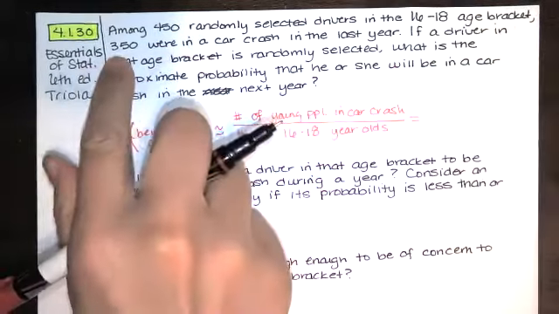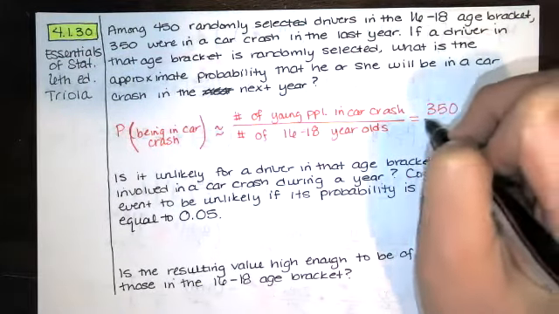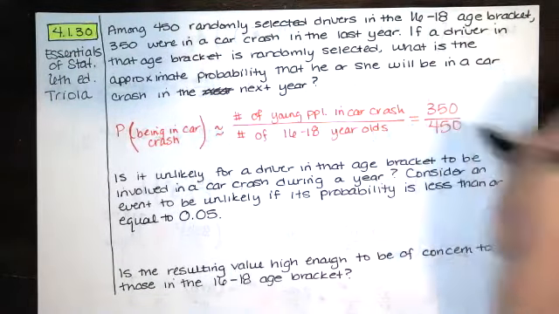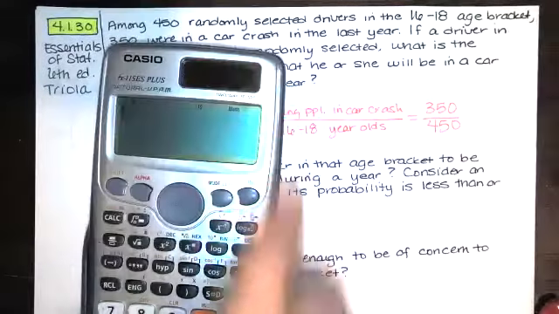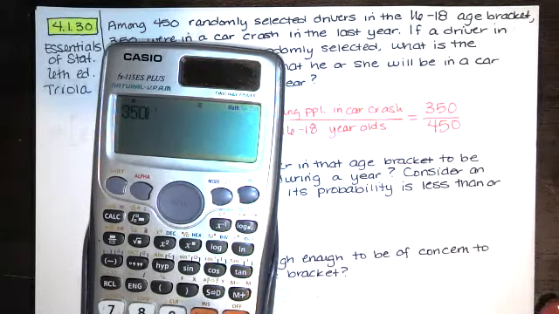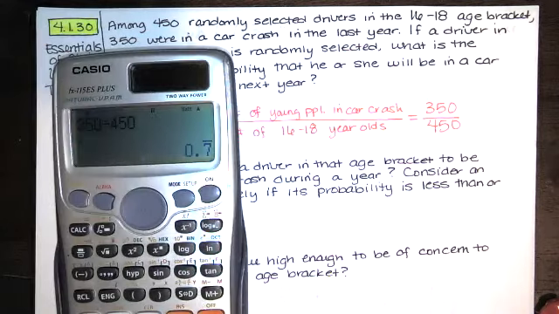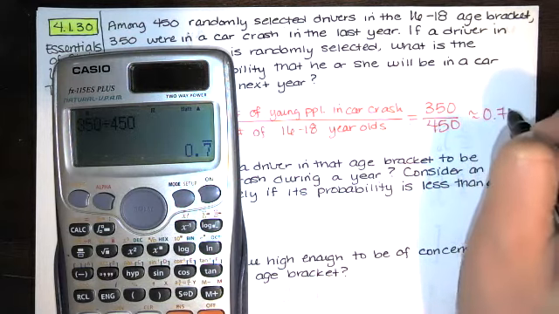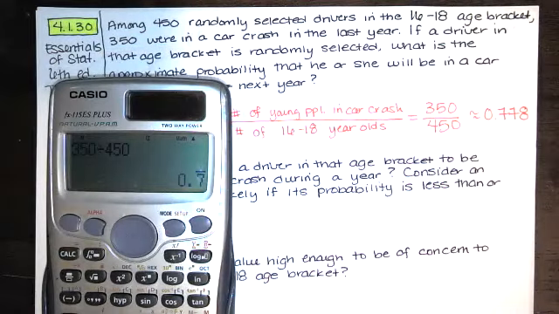So we're going to take that 350, and then we'll divide by 450. That's the number of randomly selected drivers in that age group. And we'll get our calculator out. And we get 0.7 repeating, 0.778.